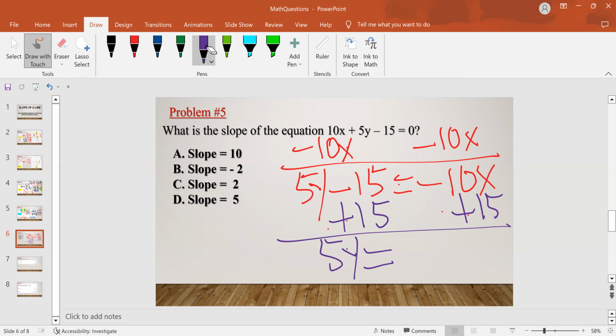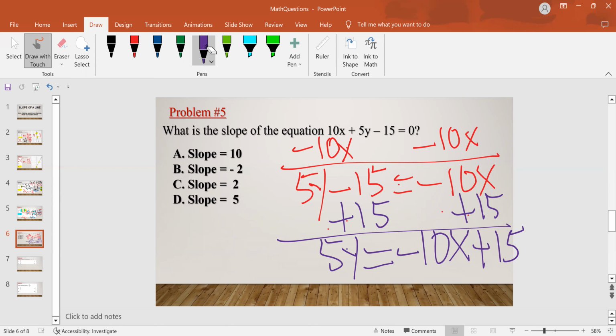Please don't say negative 10x plus 15 is a positive 5 or whatever. No, don't combine negative 10x and the positive 15. Why? Because they are not like terms. So negative 10x is different from a positive 15. They don't have an x. If they have an x, you can combine it.